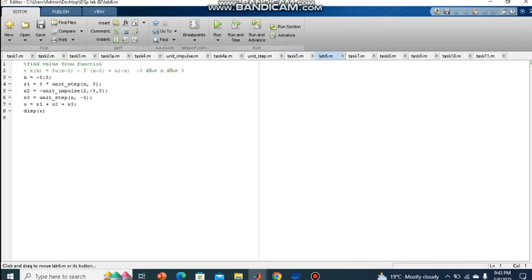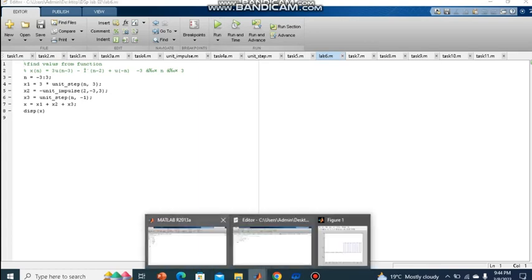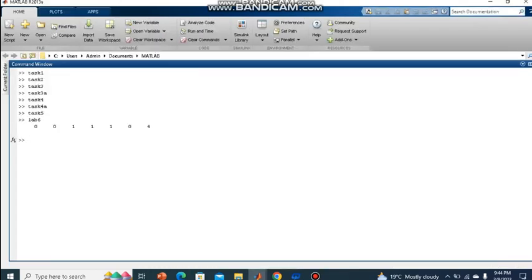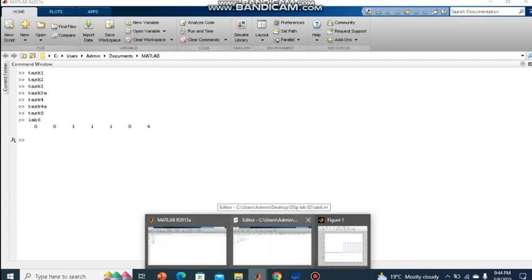Now moving on to lab 6, in which we have to find the values from a function by applying the function x of n. We have defined three variables, x1, x2, x3. First is the unit step function, second is the unit impulse function, third is the unit step function. By running these three functions, it will show the discrete values in the command window, 00111104, as our answer is given here, because of the three step functions which we defined in the earlier tasks.